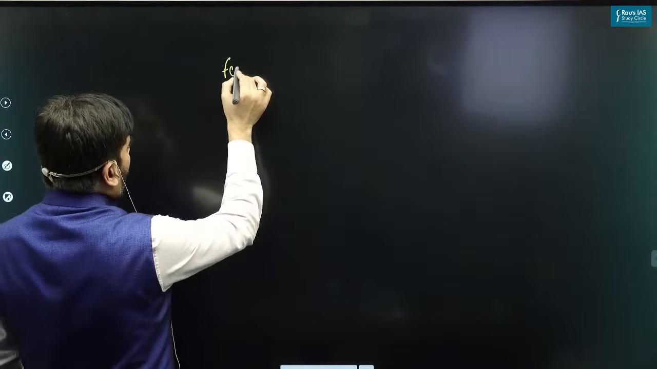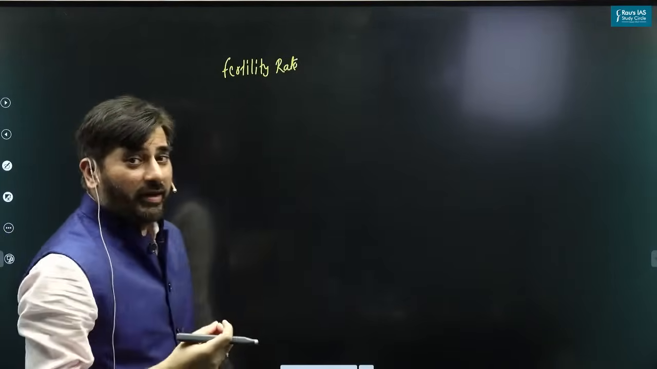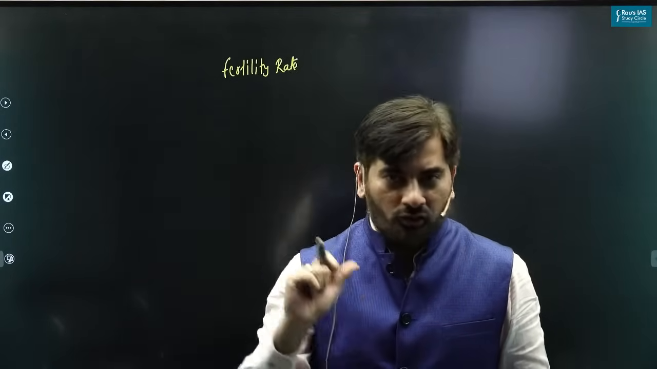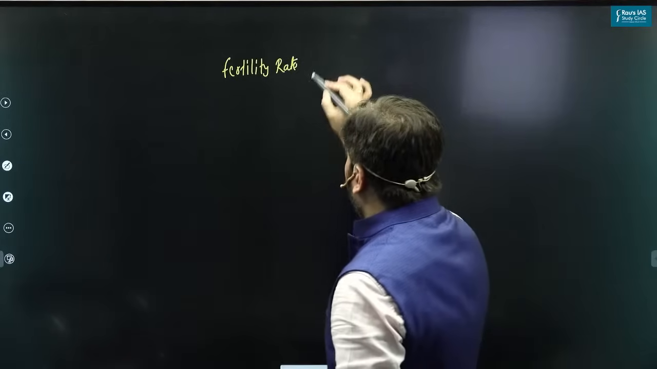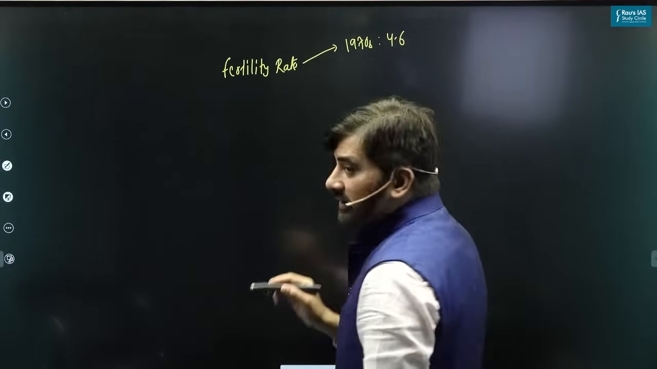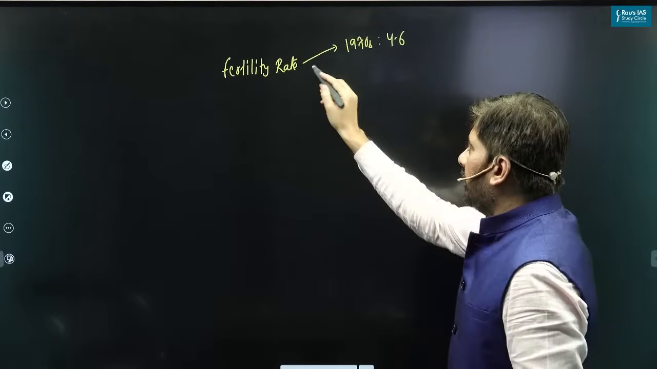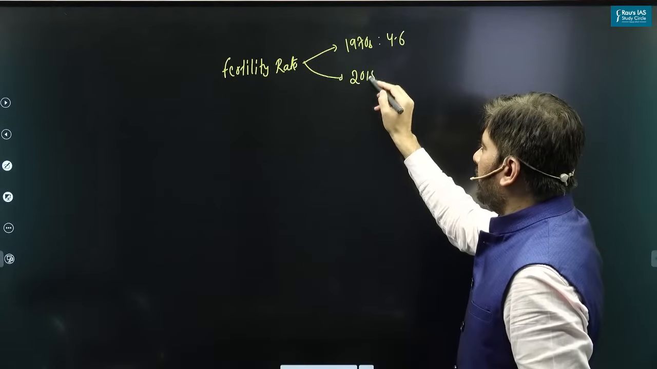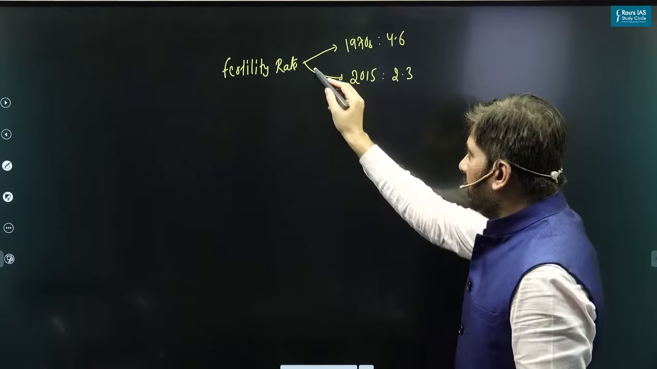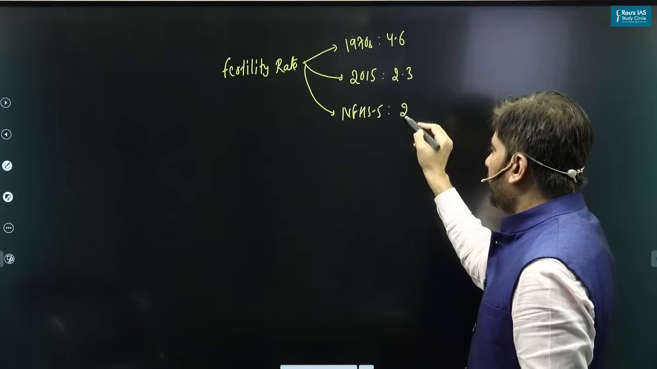So we all know what is fertility rate. Fertility rate basically tells us how many children does a woman give birth to during her reproductive age group. That is what is fertility rate. This fertility rate in 1970s, it used to be like 4.6, which means on an average, a woman was giving birth to 4.6 children, which in the year 2015 got reduced to 2.3. And now, as per National Family Health Survey 5, it has got further reduced to 2.